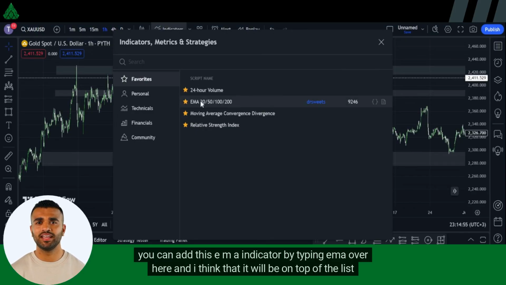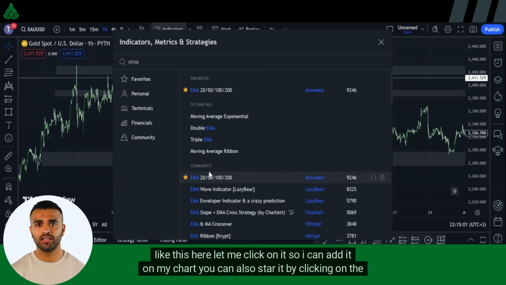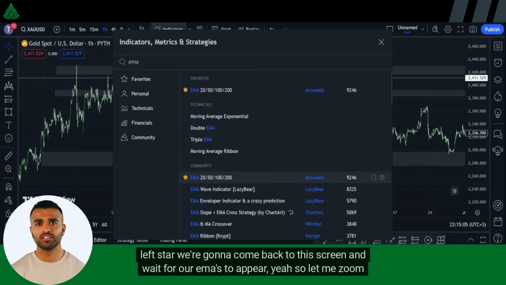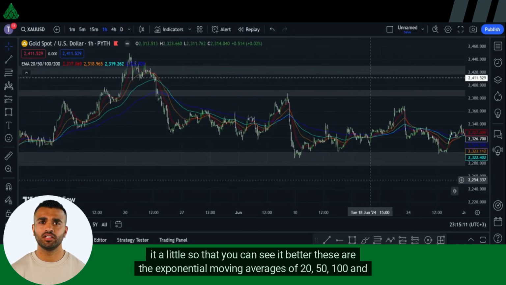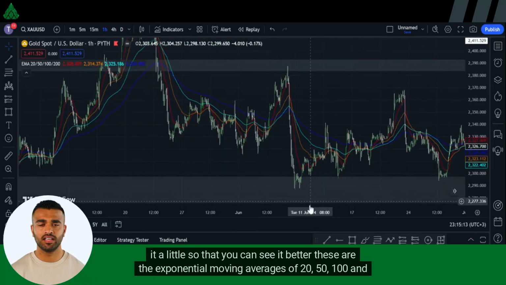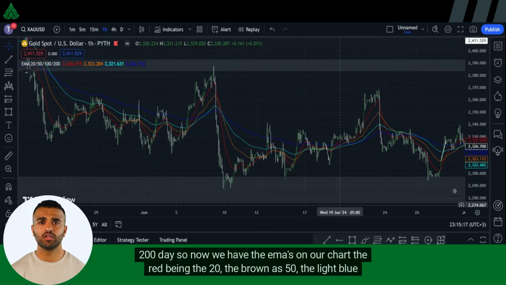You can add this MA indicator by typing EMA over here, and I think it will be on top of the list, like this. Let me click on it so I can add it on my chart. You can also start by clicking on the left star. We're going to come back to this screen and wait for our EMAs to appear. Let me zoom in a little so that you can see it better. These are the exponential moving averages of 20, 50, 100, and 200 day.